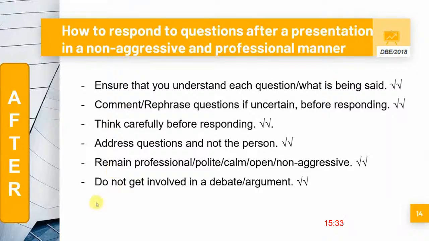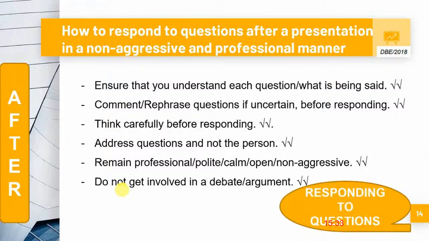Same story. Do not get involved in a debate or argument. We are not here as a speaker to stand for a certain viewpoint. You say what you need to say, and if you realize this is going to escalate into an argument, you can say to the speaker or the person asking the question, would you mind sending me an email and I will get back to you? That would be the safest response. So that is how we deal with responding to questions.